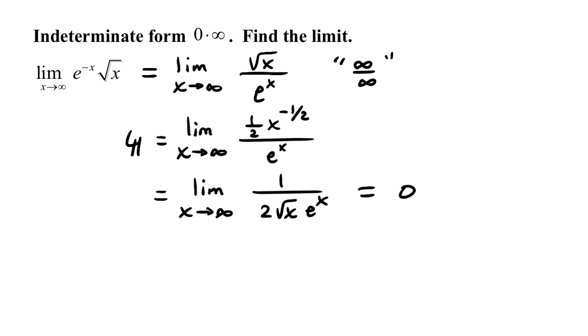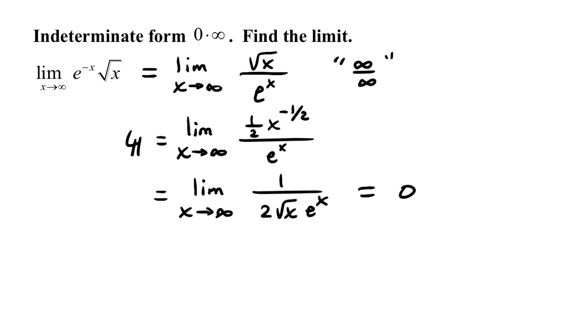Another indeterminate form is 0 times infinity. I'm going to take this e to the negative x term to the denominator so that I can make my negative become positive. Now we have the limit as x approaches infinity for square root of x over e to the positive x. Square root of x gets larger as x gets larger. e to the x also gets larger as x gets larger. And so this is an indeterminate form now of infinity over infinity.